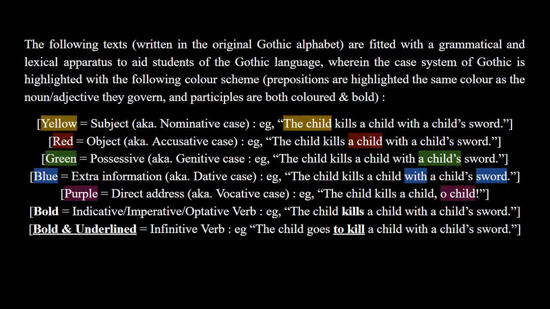The way this works is all of the cases have colours. Red is for the subject and the object, green is for possessive, so apostrophe S. Blue is for extra information. It does a lot of different things. Purple is for direct address. I give examples of all of these uses on this page here. And lastly, bold is for just regular verbs, and bold and underlined are for infinitive verbs. So you can see how they all work here.